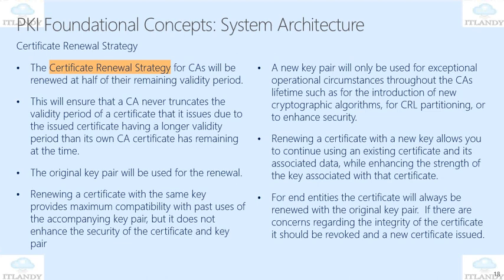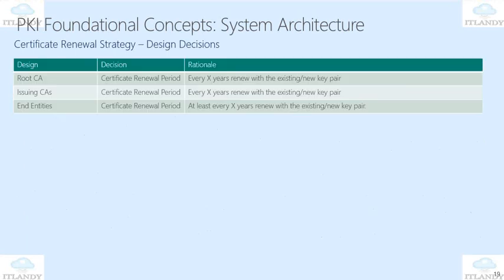For end entity, the certificate will always be renewed with the original key. If there are concerns regarding the integrity of the certificate, you have to revoke the original one and issue a new one. Similar to the previous one, you have to use a table to decide. Root CA: every X years, renew with the existing key pair.